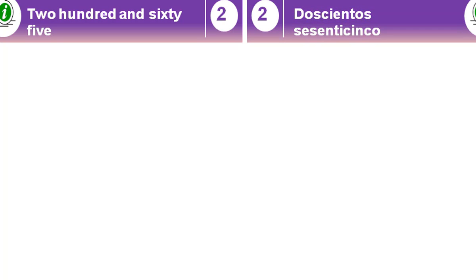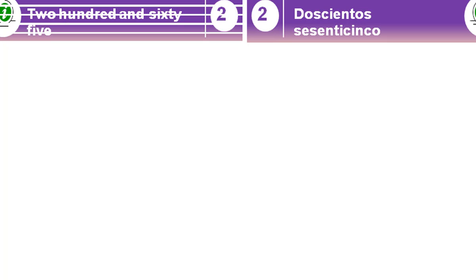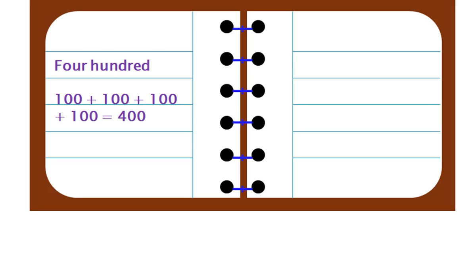265. 200 plus, tell me, 65. 60 is sesenta and we have 5. So we add it, and it becomes doscientos sesenta y cinco. 400. So 100 plus 100 plus 100 plus 100. 400. 4 is cuatro. Cuatrocientos.